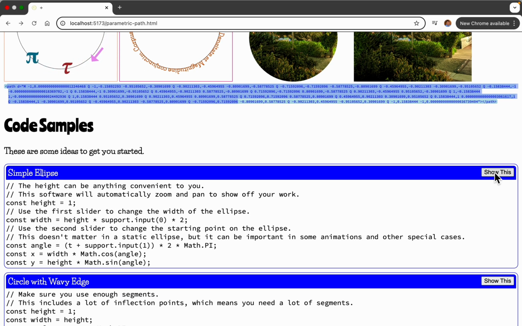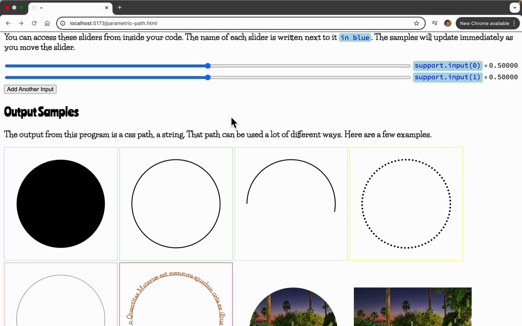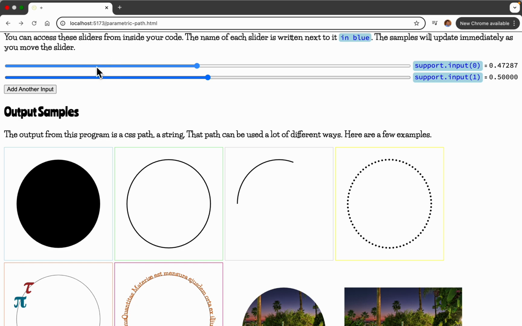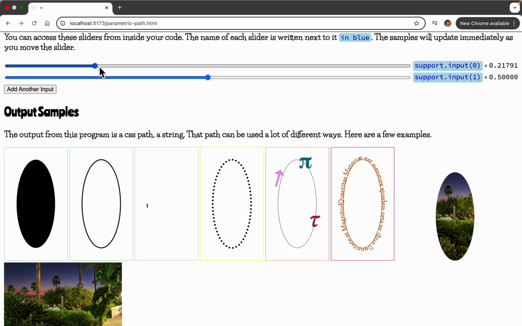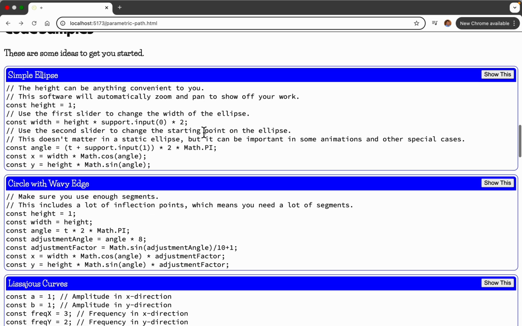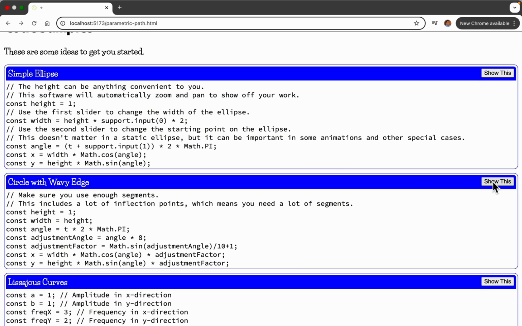So there's a lot of examples here. You can make it wider or thinner. Oh my goodness. That shouldn't have locked up, but... Okay, let's take a look at a different example. Circle with a wavy edge.